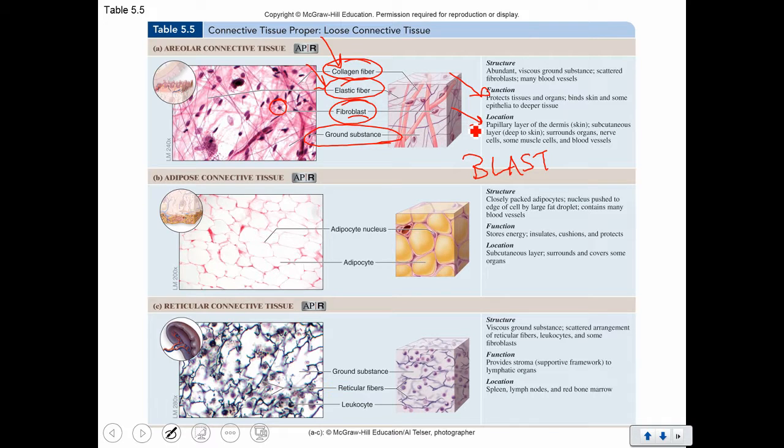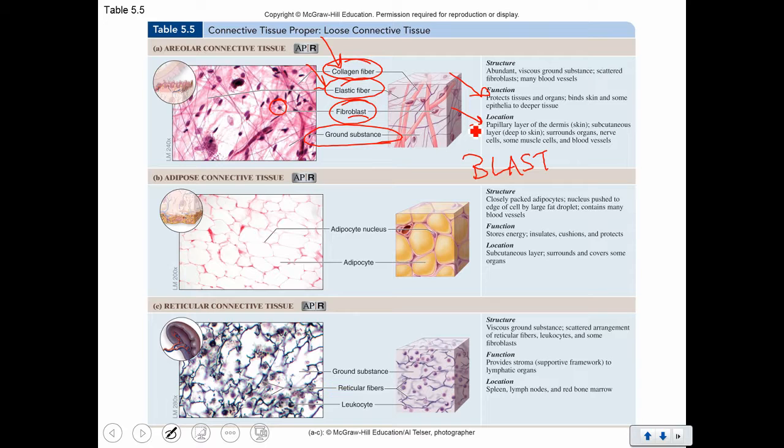When you look at this tissue type, what are you going to see? You're going to see a lot of dark dots, like these are the fibroblasts, but you're seeing the thick collagen fibers and then the really thin elastic fibers.